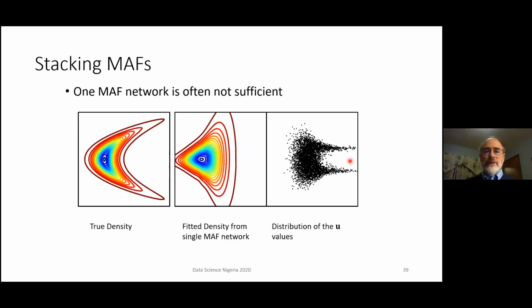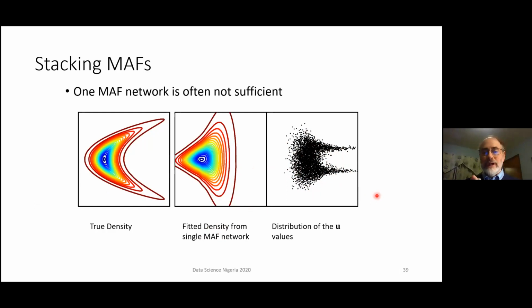So it turns out that one masked autoregressive flow network is often not sufficient to model a good probability distribution. Here was a true probability density, and this was the density that was fitted by a single masked autoregressive flow network. And this is the distribution of the U values that were fitted. The U values are supposed to come from a multivariate Gaussian distribution. And so we can see here, this is very much not a Gaussian distribution.